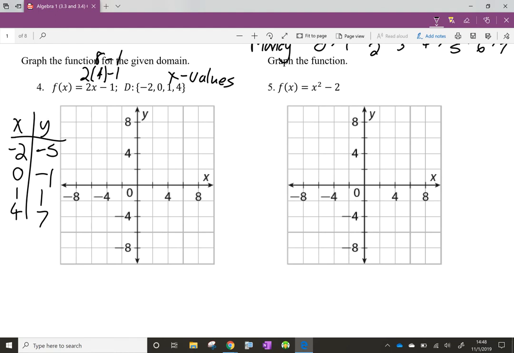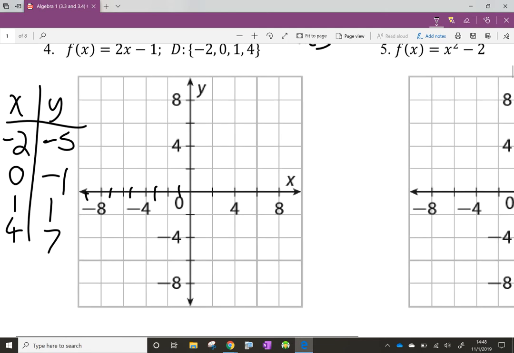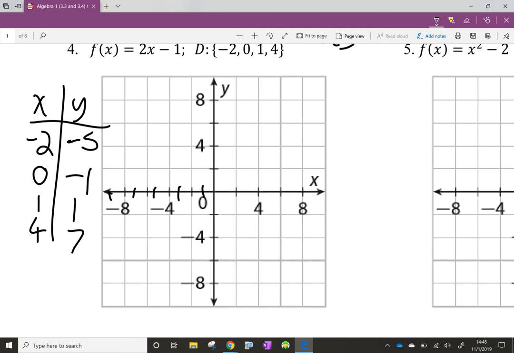So the first one's -2, -5. Now notice that our graph is going by 2s every time. So if it makes it easier, let me zoom in on this. If it makes it easier, let's label it, right? That's -2. This would be -6.